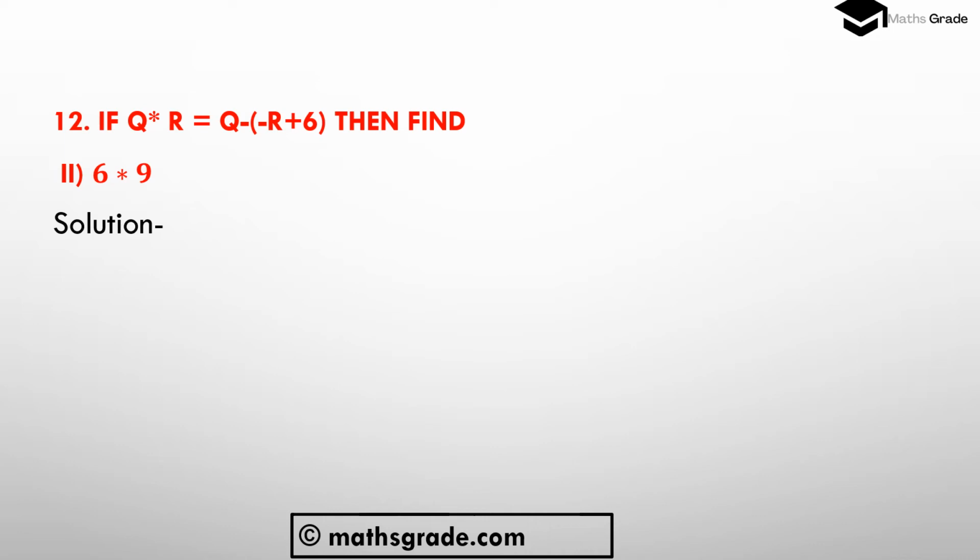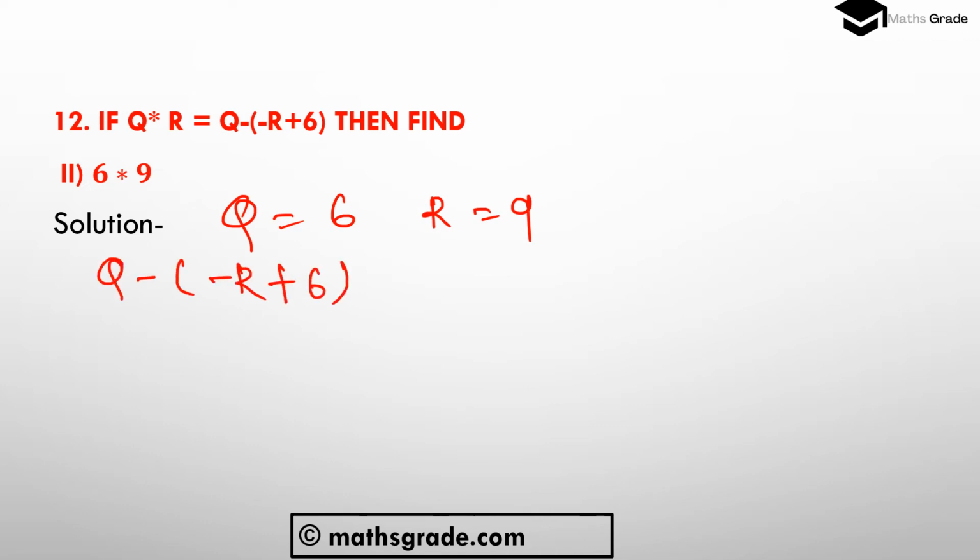Now second bit, 6 star 9. Here we have to put the value of q is 6 and r is 9. Now q minus of minus r plus 6 will be q is 6 minus of minus r is 9 plus 6. Minus 9 and 6 both are of different sign.